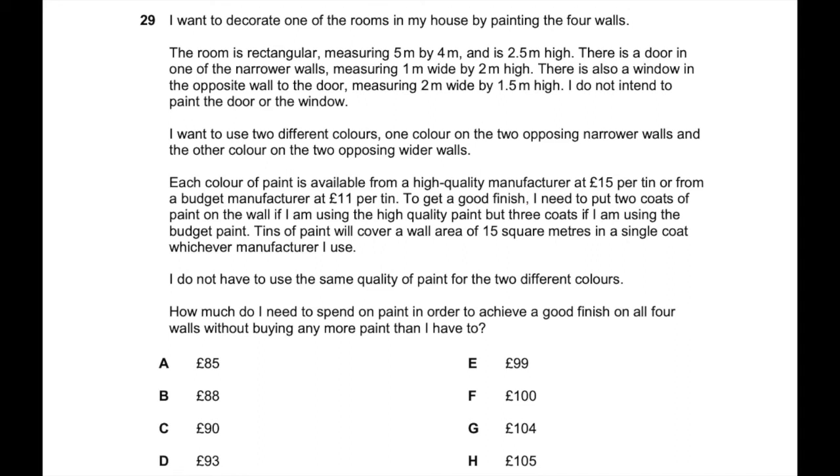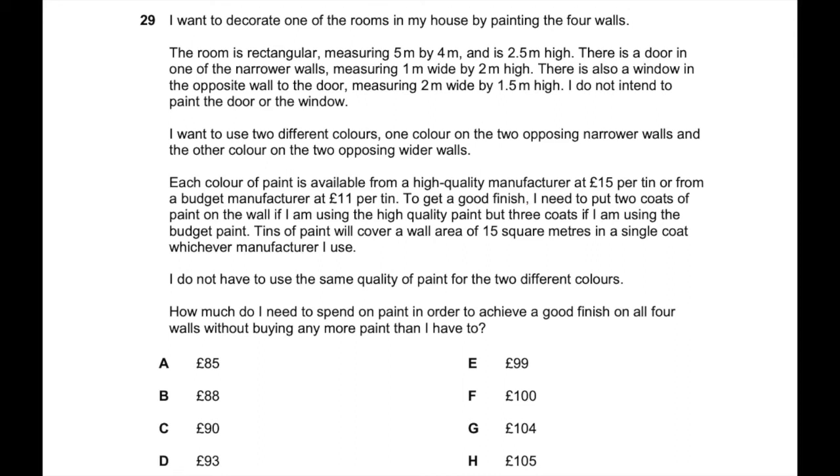I do not intend to paint the door or the window. I want to use 2 different colors, one color on the 2 opposing narrower walls and the other color on the 2 opposing wider walls. Each color of paint is available from a high-quality manufacturer at £15 per tin or from a budget manufacturer at £11 per tin. To get a good finish, I need to put 2 coats of paint on the wall if I am using the high-quality paint but 3 coats if I am using the budget paint.